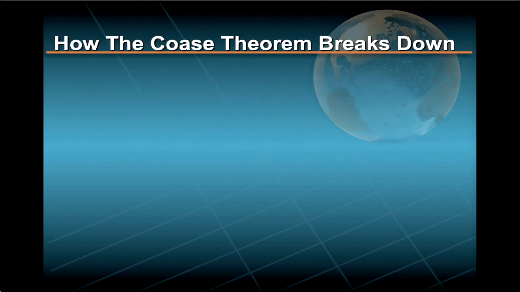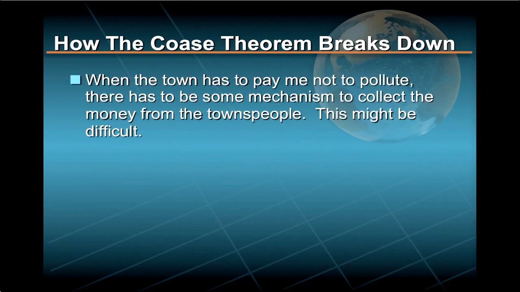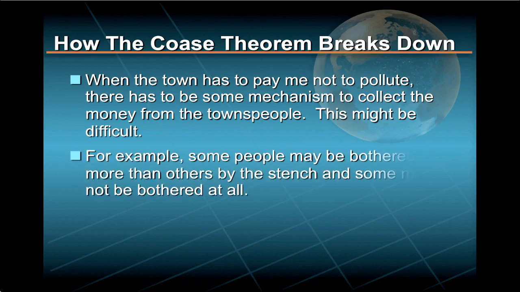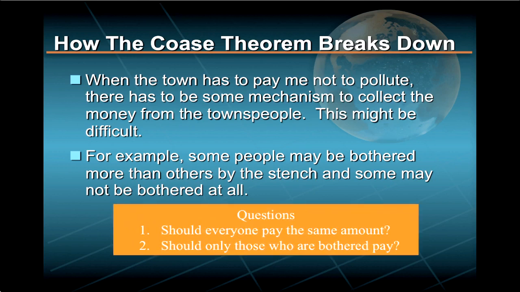Now, the other interesting question about this example is how might the Coase Theorem break down? Well, in the case where the town has to pay me not to pollute, there has to be some mechanism to collect the money from the townspeople. In reality, this might be rather difficult. For example, some people may be bothered more than others by the stench, and some may not be bothered at all. Should everyone pay the same amount? Should only those who are bothered pay?